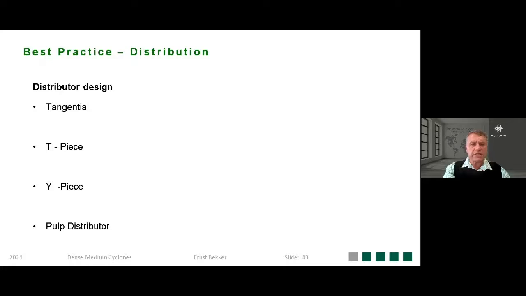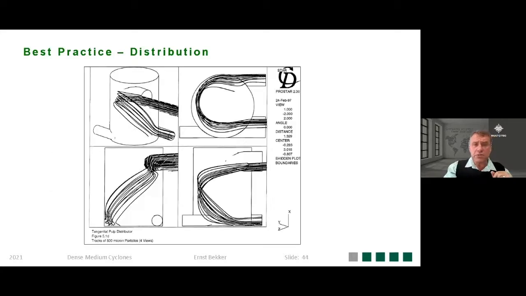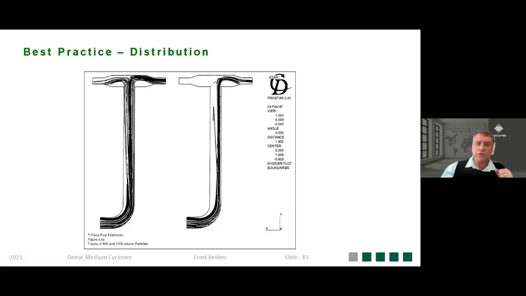On the distributed design, there are different designs. Sometimes you have to use multiple cyclones and not a single cyclone. There are different options: tangential, T-piece, Y-piece, and a pulp distributor. If you've got tangential inlets, you can get a biased distribution. Even with T-pieces, it's also not optimal.